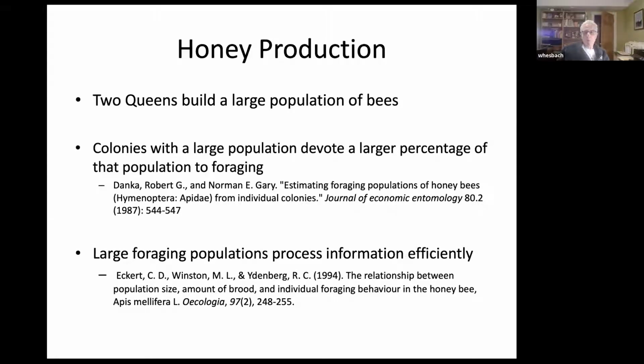Now, I don't know the exact reason for that, and I don't think it's hormonal. There's lots going on with large populations. There's lots of brood coming on, so there are brood signals around. There are lots of receiving bees that are collecting nectar and running it back to cells. So large populations process information better, and that's just a fact.